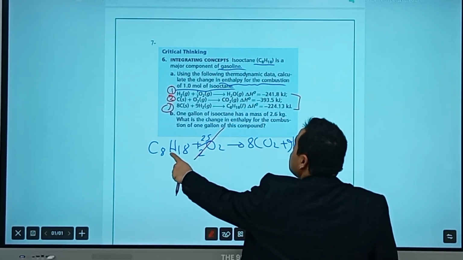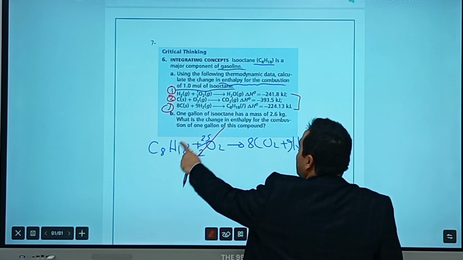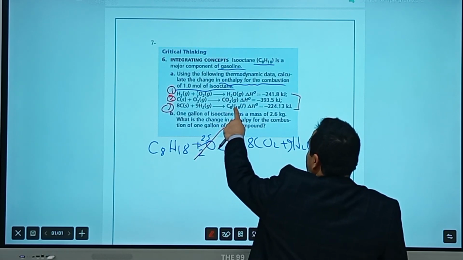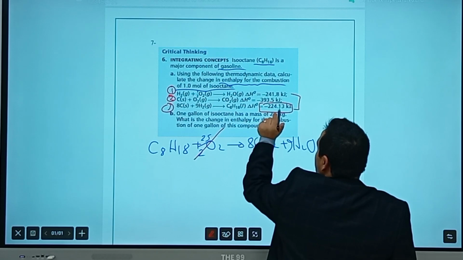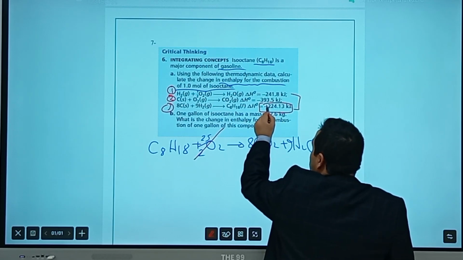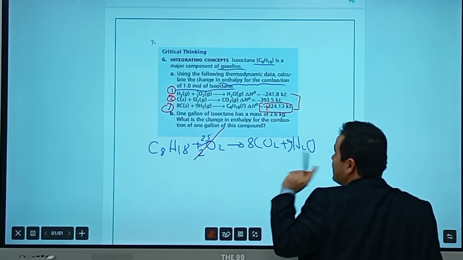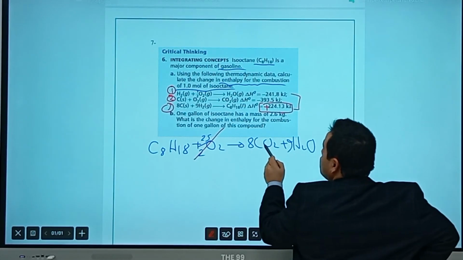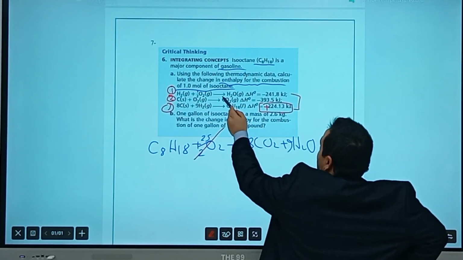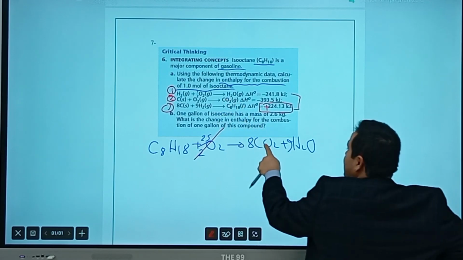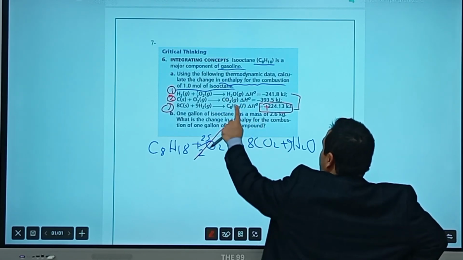The isooctane is on which side? In the reactant side. The first step has isooctane in the product side. So you have negative 224.13. You have to reverse it, it will be positive. This is first. Second, CO2 is in the second step. Which side? Product. Here product. The side has no problem.